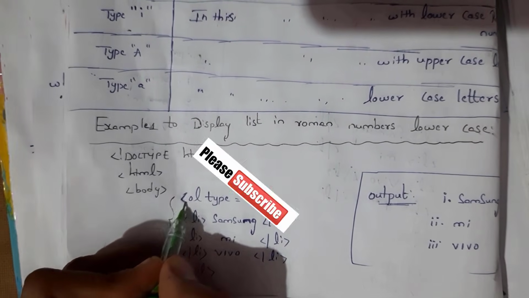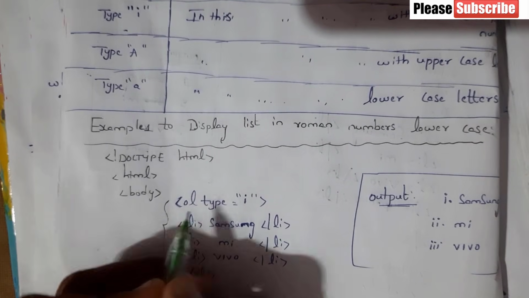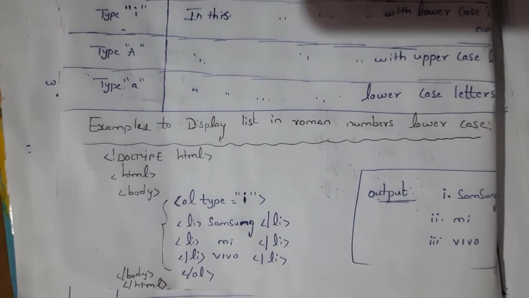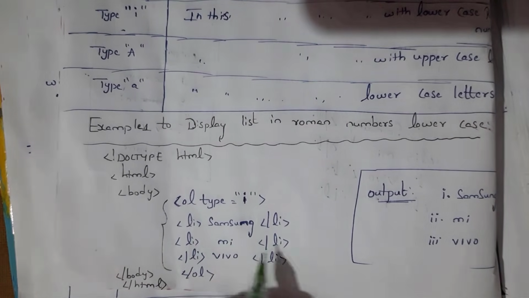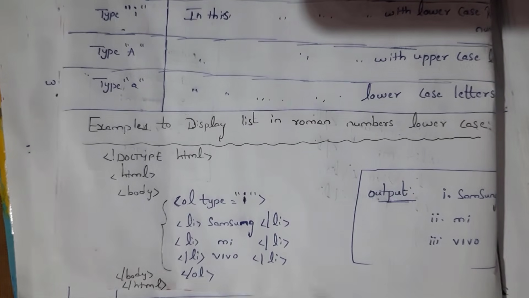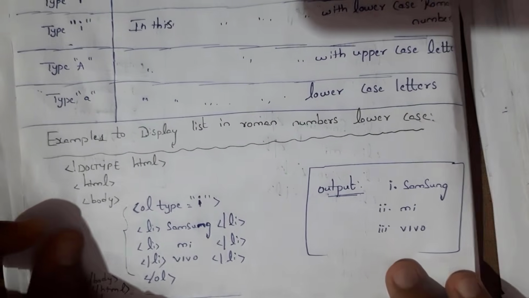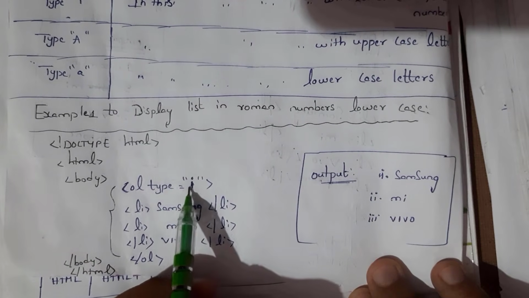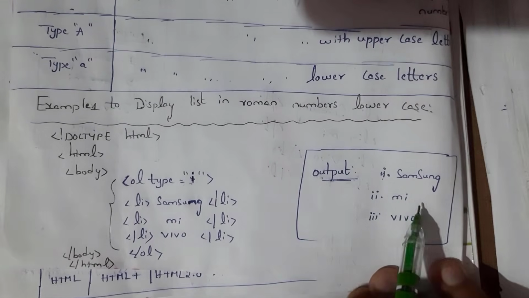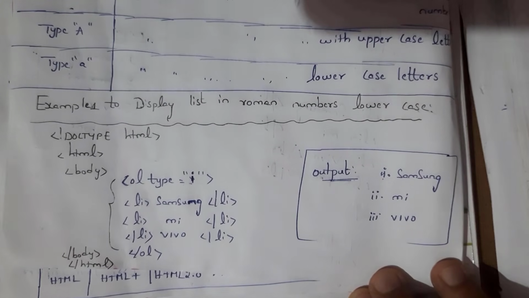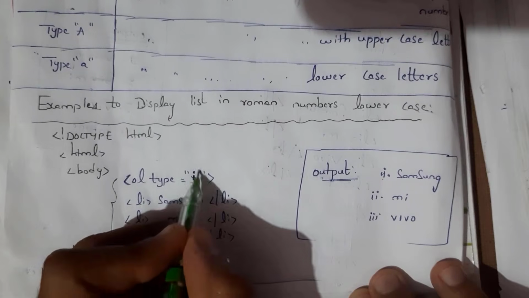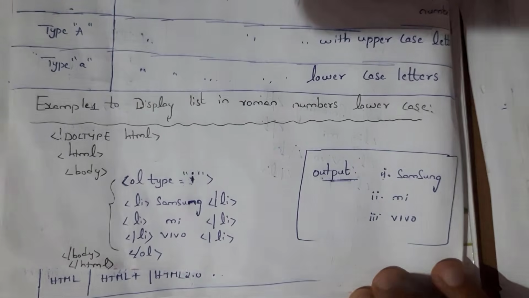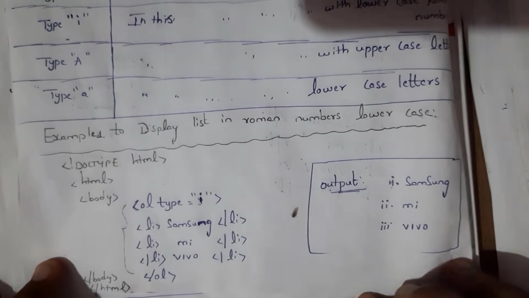Inside body I write this actual program. OL stands for ordered list, and the type is small Roman. I gave the type as small Roman, and I write the list. First one is Samsung, second one is MI, third one is Vivo. These are the lists that I have written. So the output is displayed like this, with numbering in small Roman, because here I took the type as small Roman: 1 Samsung, 2 MI, 3 Vivo. For example, if I took capital A here, then the output is going to display as capital A, capital B, capital C, like this. This is an example of ordered list.